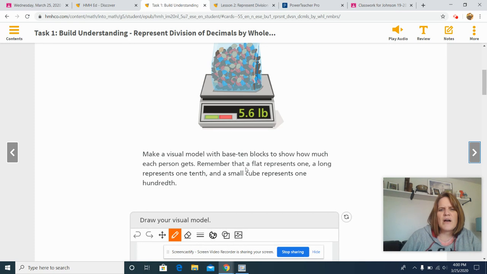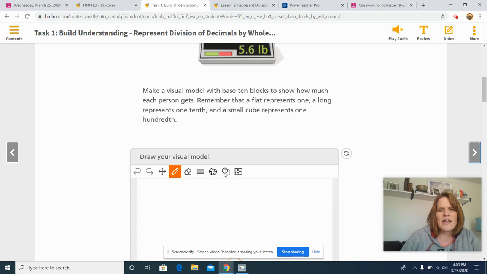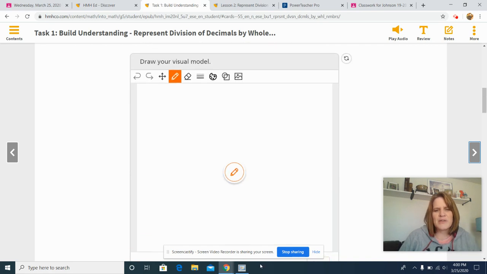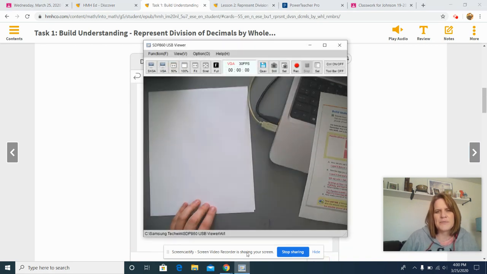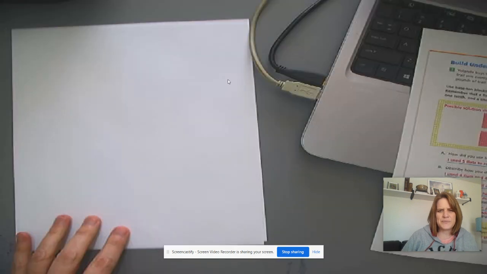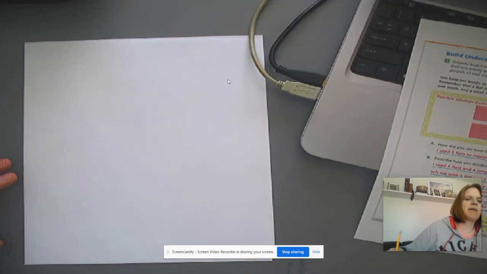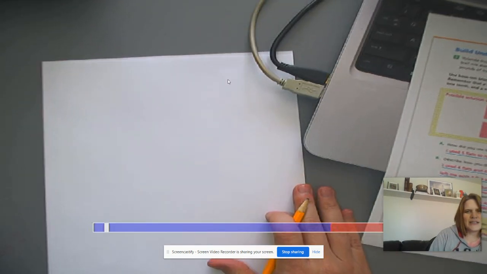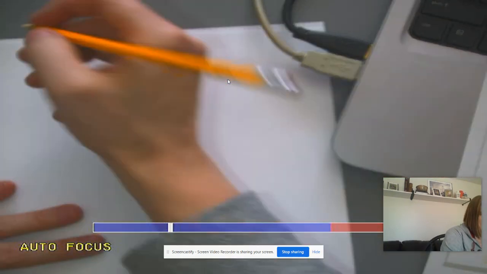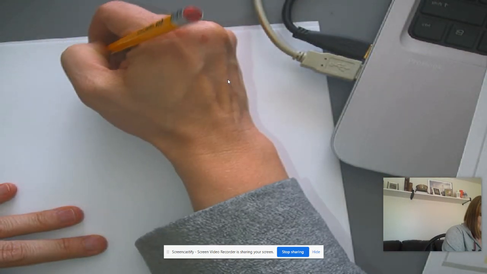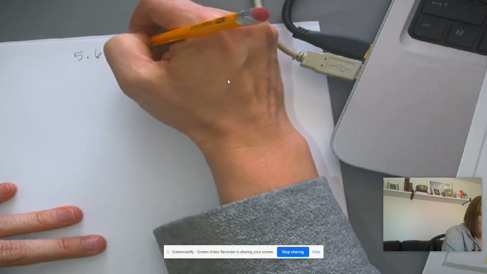So it says make a visual model with base 10 blocks to show how much each person gets. Remember that a flat represents 1, a long represents 1/10, and a small cube represents 1/100th. Okay, so I'm going to flip over to my document camera here. So we remember, what we're doing is 5 6/10 divided by 4.